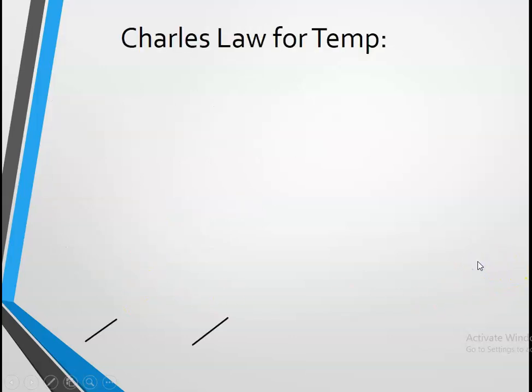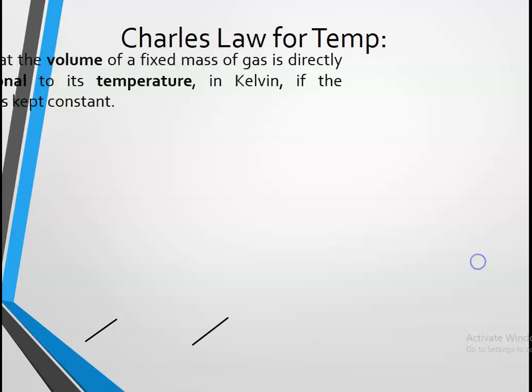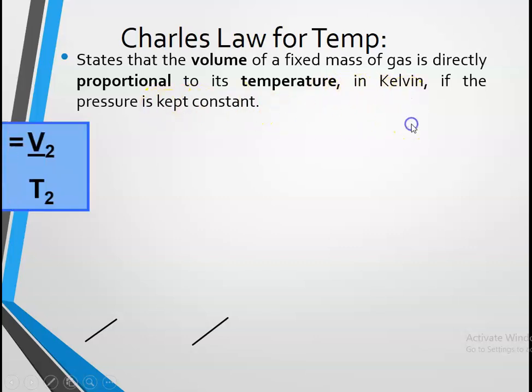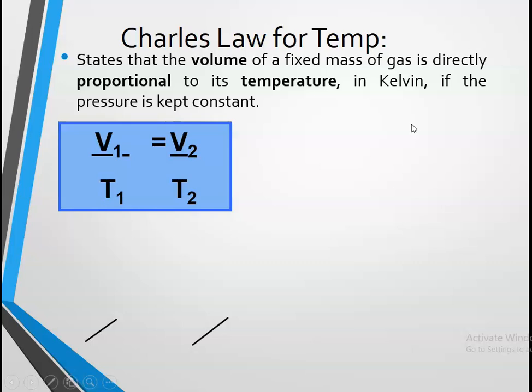Now we're going to look at another part of the combined gas law, which is Charles's law. And basically it states that the volume of a fixed mass of gas is directly proportional to the temperature in Kelvin if the pressure is kept constant. So now we're not worried about pressure. We're looking at volume and temperature here.